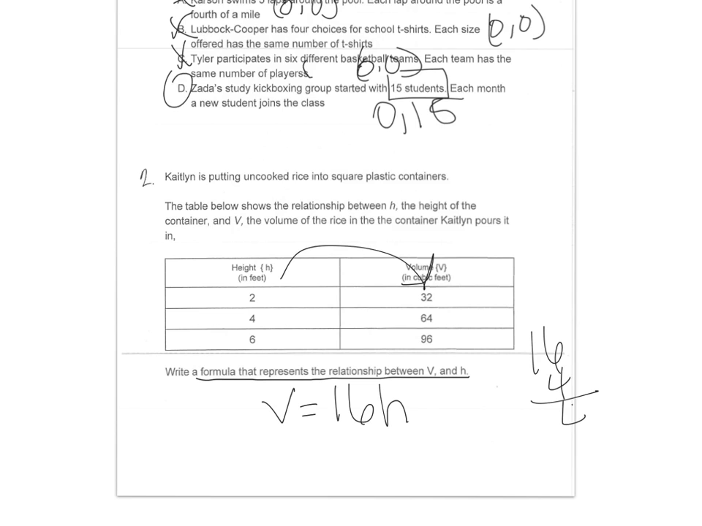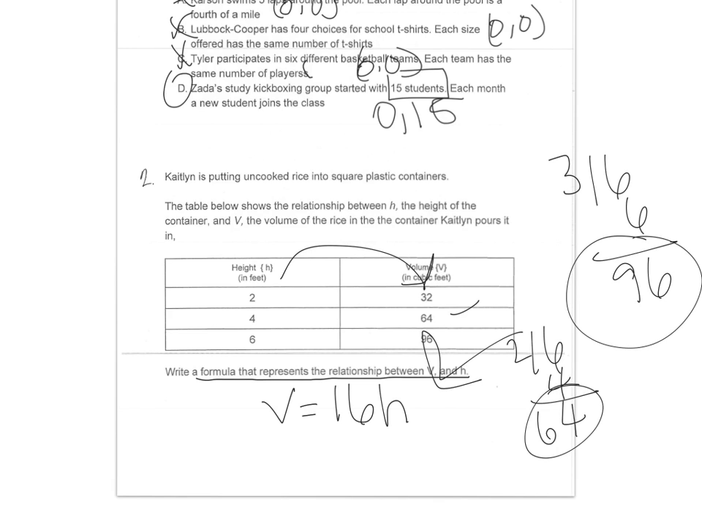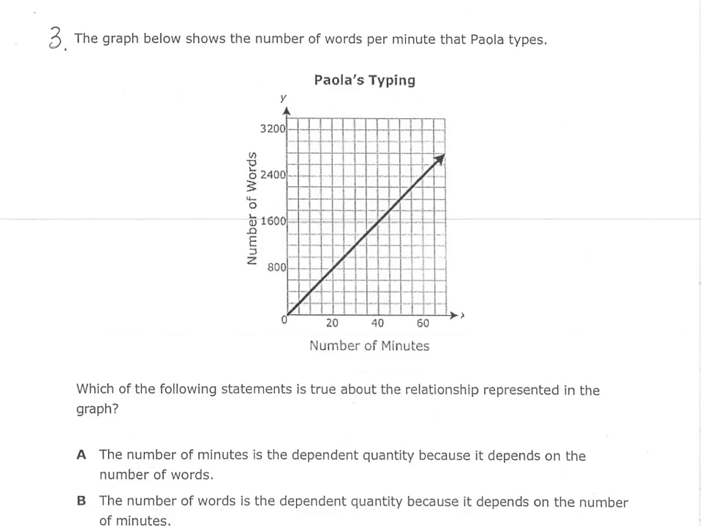Now, to check and see if that works, you could come over here and do 16 times 4. Then you got 64, so it worked for that one. And you could try 16 times 6. 6 times 6 is 36. That's 6, 7, 8, 9. So, does this formula work for all of them? Yep. Okay, next page.